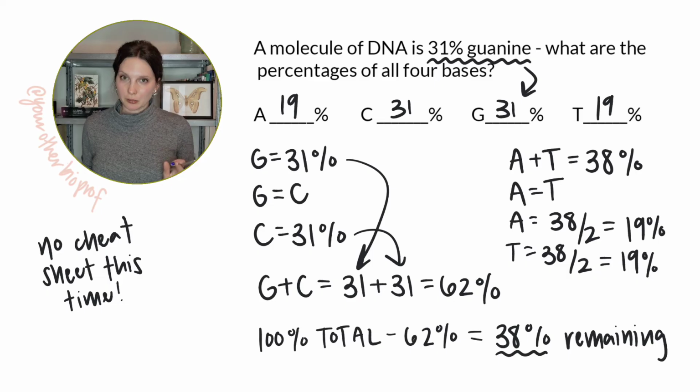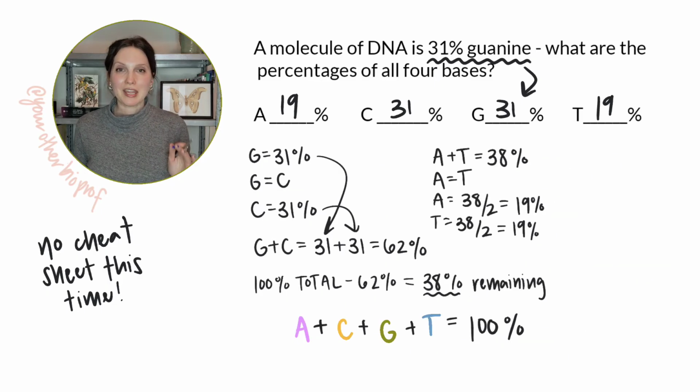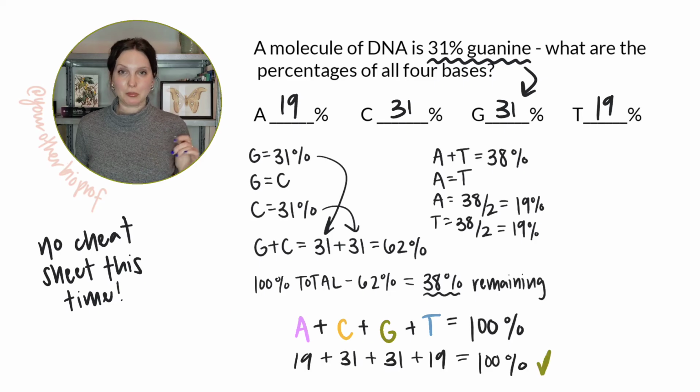Now here, again, we got ugly numbers. So if you've got 2 seconds, go ahead, toss them in and make sure they add up to 100%. A plus T plus G plus C, just to check your math.